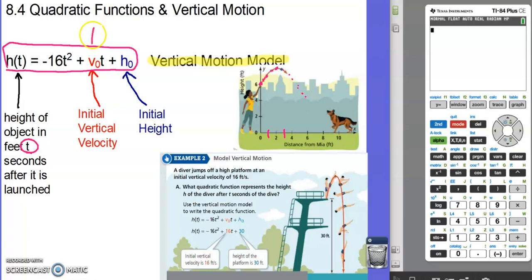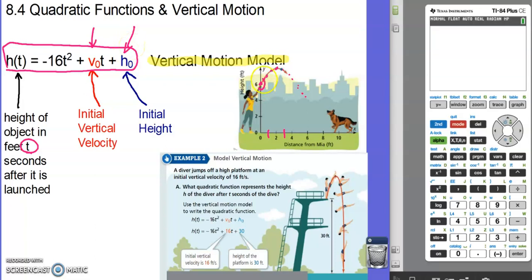Now the VO, this right here, is the initial vertical velocity. We can throw a ball at a certain speed, faster or slower, we can shoot a cannon or a gun at a very fast velocity. This diving board, he jumps off at a certain speed. So the vertical velocity is how fast the object is being thrown or launched or jumped, whatever it is. And then the HO right here is the initial height.